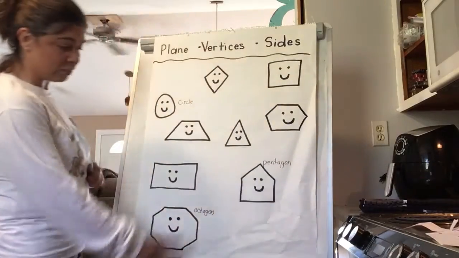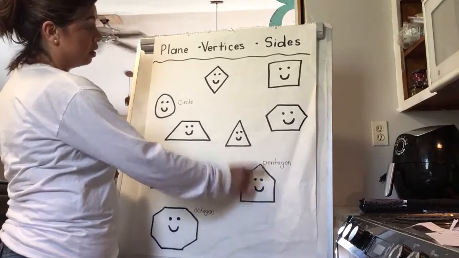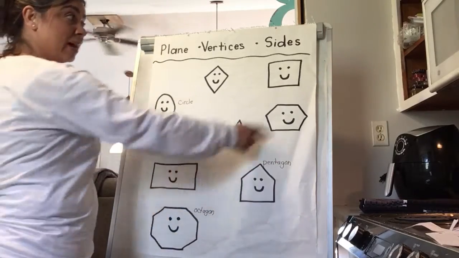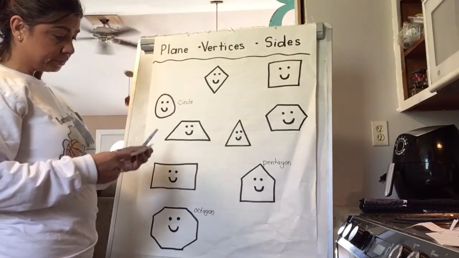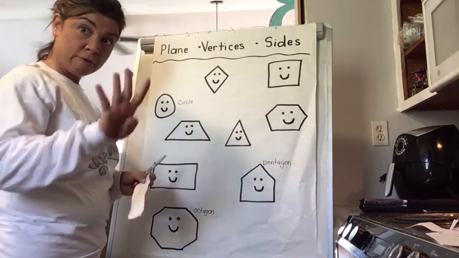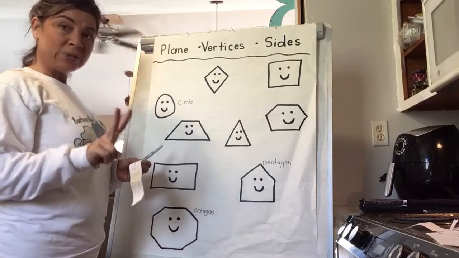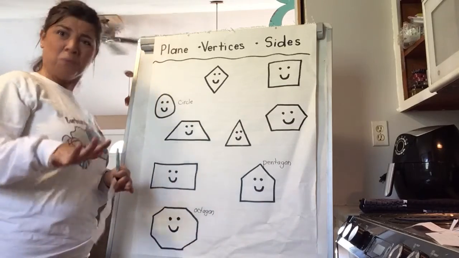Let's see what our next one is. So we have an octagon, we have a pentagon, and we have a circle. We've still got some guys here with no names. So let's see what we have. Our next clue says, I have 4 sides. 2 sides are parallel. What?